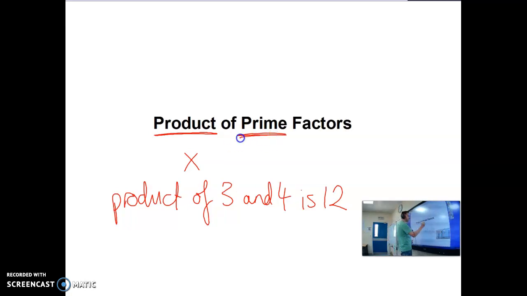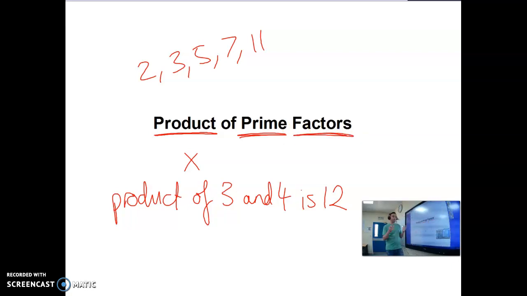Prime numbers are numbers with exactly 2 factors. For example, 2, 3, 5, 7, 11, those are the first 5 prime numbers. They can only be divided by 1 and themselves. Hopefully you have heard of those before. And then factors. Factors are numbers that divide into a number. So if we're looking for prime factors, we're looking for these sorts of numbers dividing into a larger number.